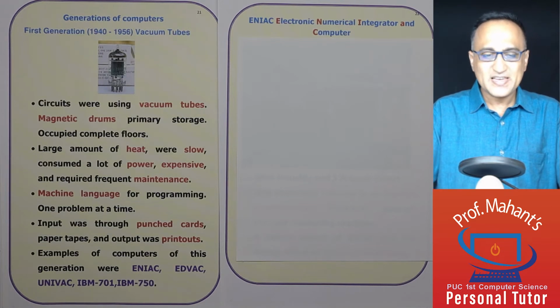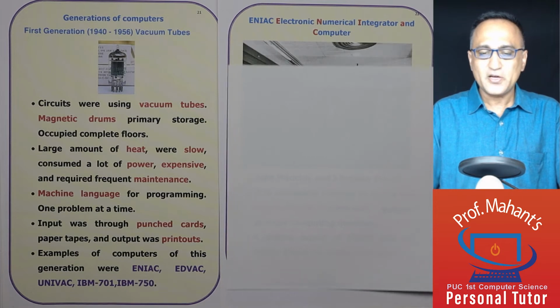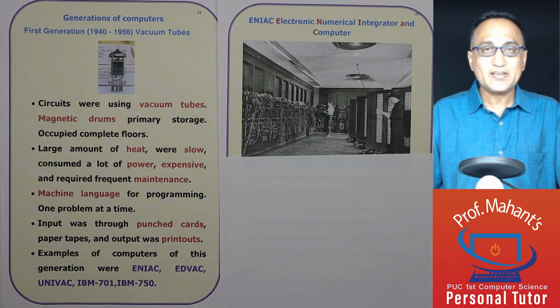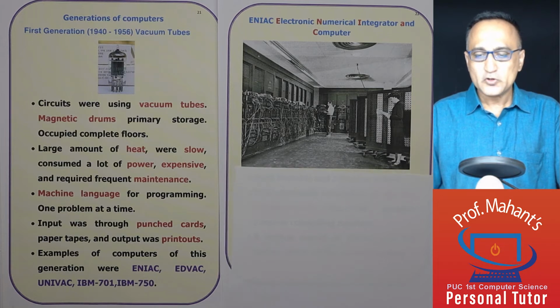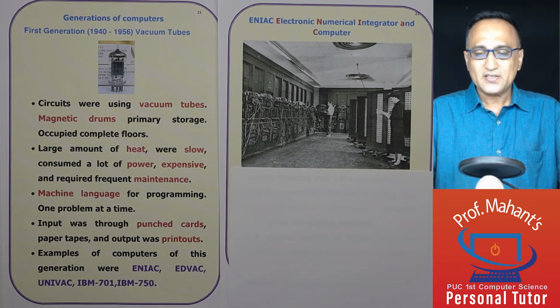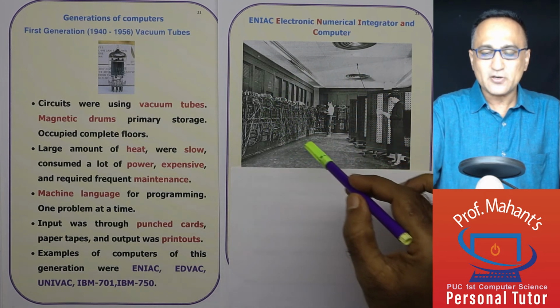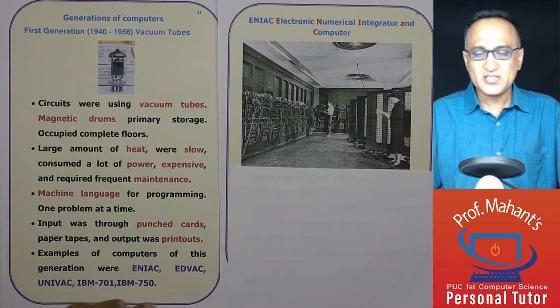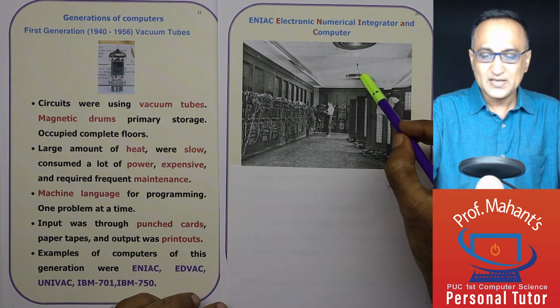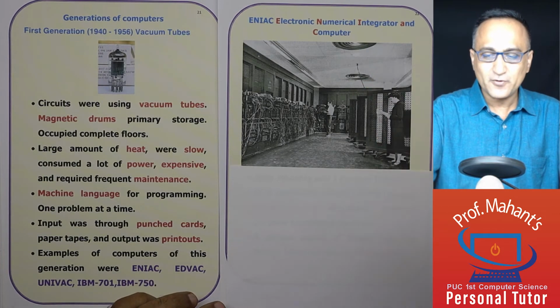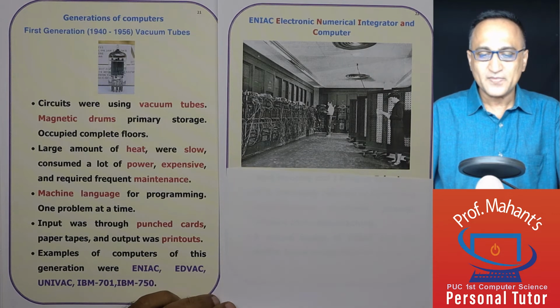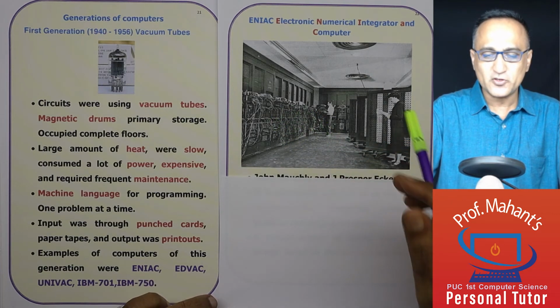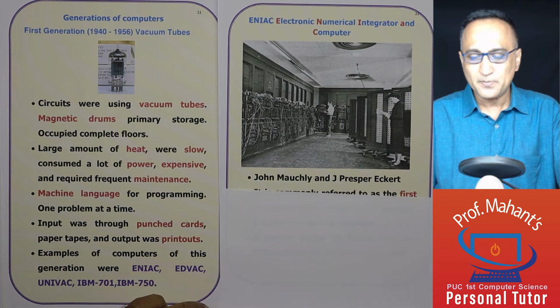The first example of a first generation computer is ENIAC, which stands for Electronic Numerical Integrator and Computer. If you look at the image, this is the actual original image of the ENIAC. Here you can see it occupied a tremendous amount of space. There are vents here for air conditioning and cooling. You see a lot of wires, a lot of circuits, so it generates a lot of heat and consumes a lot of power.